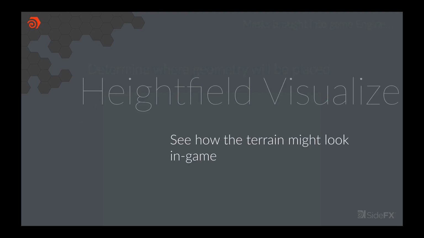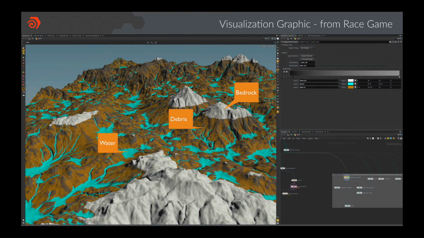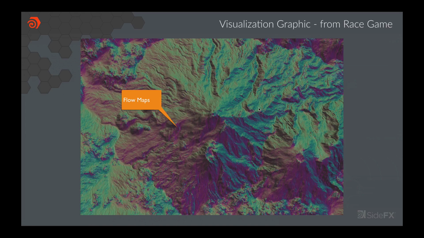So you might need to visualize your height fields, and we have a bunch of different tools for that. I'm just going to show one. Here is our height field visualization, and I could specify, show me where the water is, show me where the debris is, the bedrock, all by properties over here. And here is a visualization from the race game showing the flow maps so we know the direction of the lava flow.